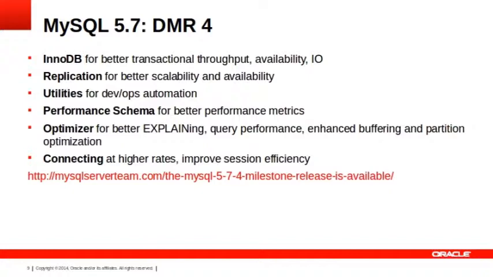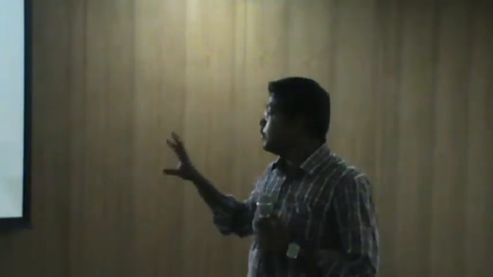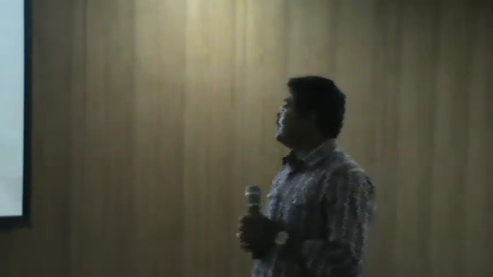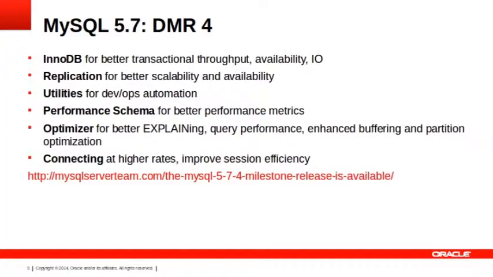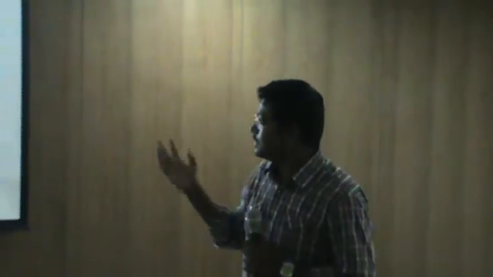So these are the few major things MySQL 5.7 is going to provide till now, meaning 5.7.4. Improved InnoDB, improved replication, utilities that have a rich set of different tools. Then performance schema. Performance schema was there in 5.6 also, but we're providing some extra instrumentation in performance schema. We're going to explain all those things.